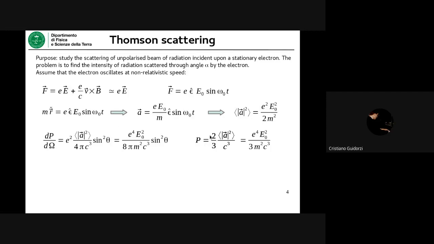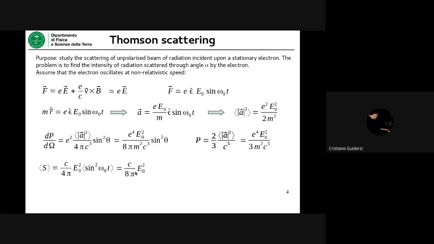So again, you see immediately that the power emitted by the electron scales in particular with the intensity of the wave, E0 squared. Now, let's calculate the Poynting vector of the wave. If you remember, this is a plane wave, so it is c over 4 pi modulus squared of the electric field. But again, here I want to take the time average. So again, time average of the sine squared, I gain an extra factor of 1/2. So c over 8 pi E0 squared.